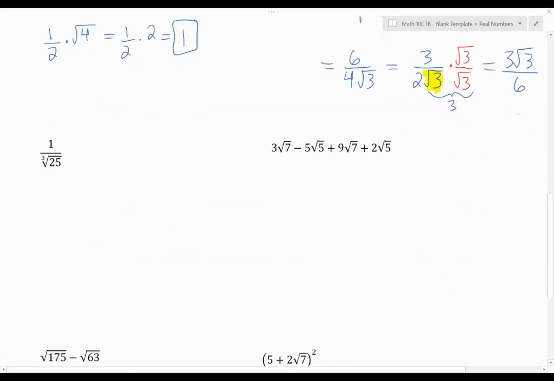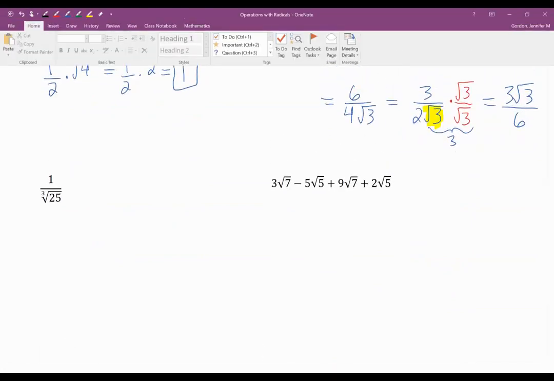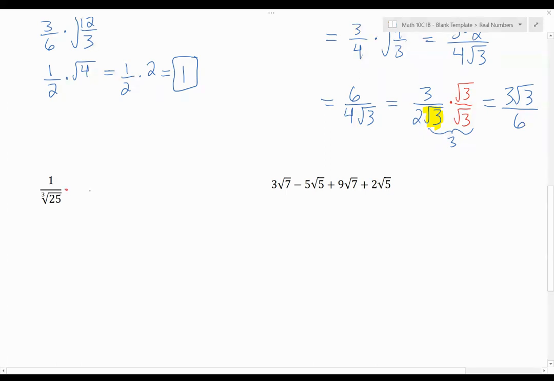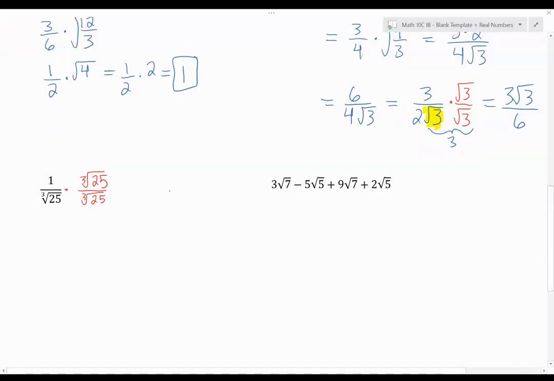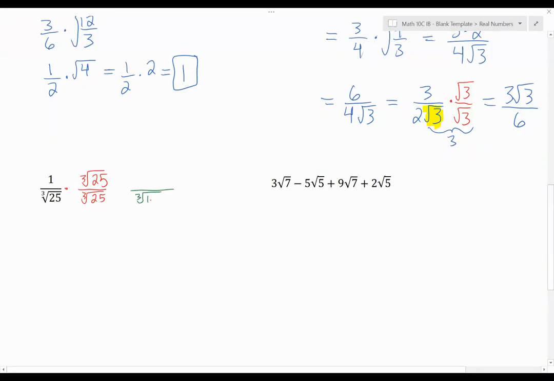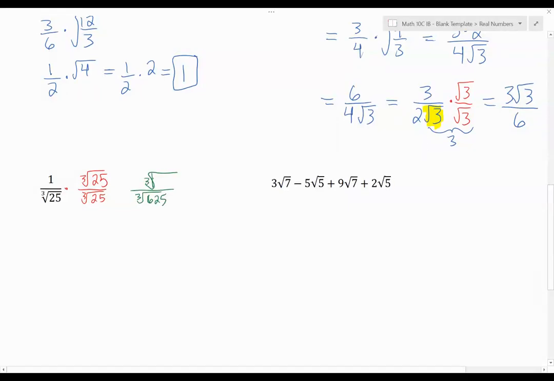That's a little trickier when I have a cubed root in my denominator, because if I just do what I did there and multiply by the cubed root of 25 over the cubed root of 25, which is just multiplying by 1, which doesn't change the value, what I've then created in the denominator is the cubed root of 625, which is not a perfect cube. So this doesn't actually help me.